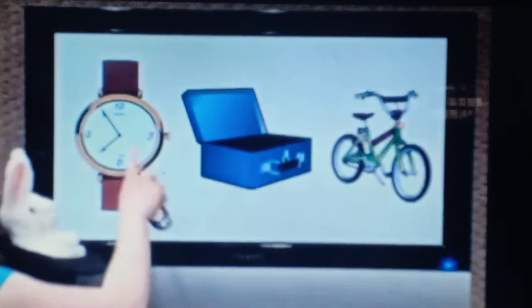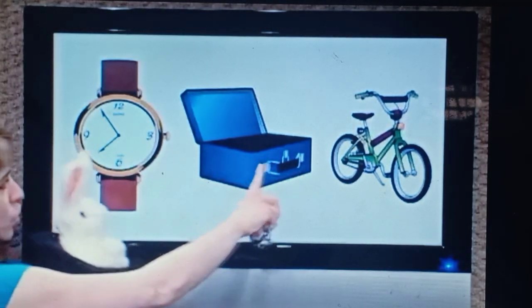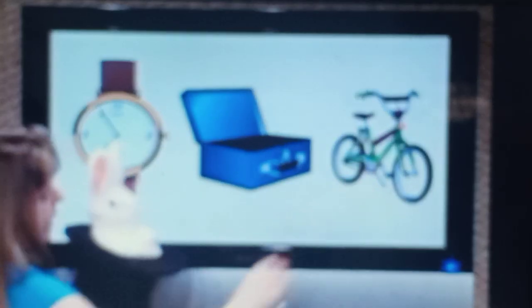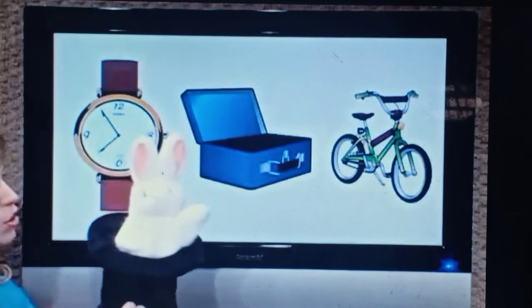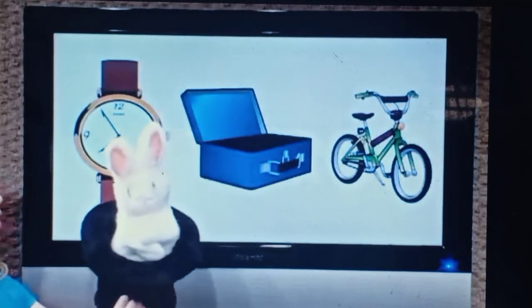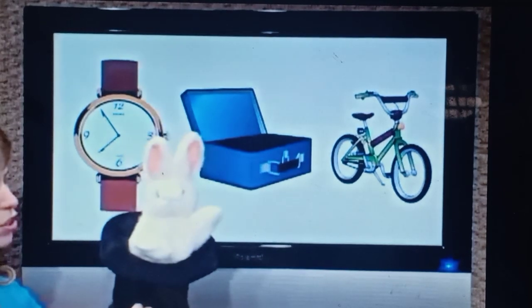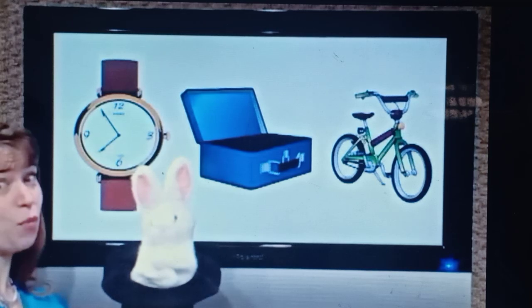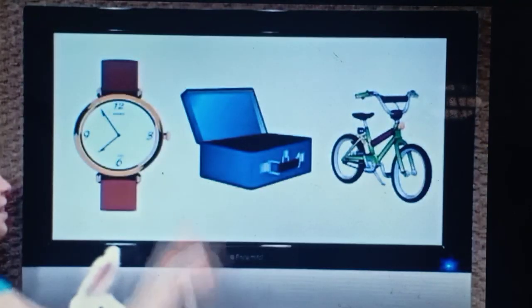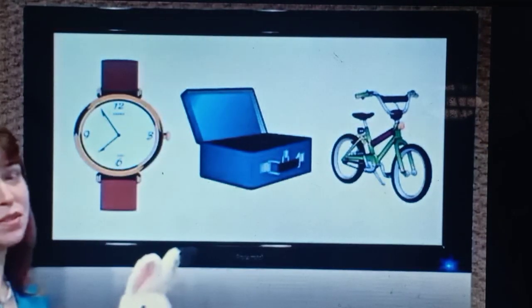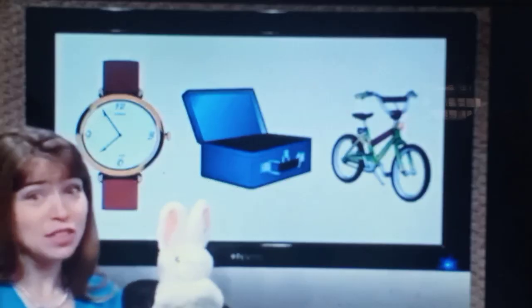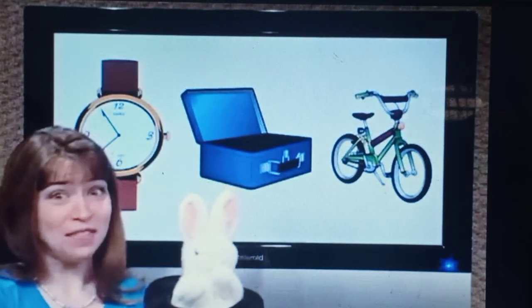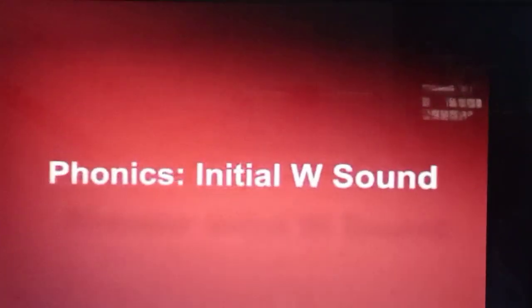Let's try one more. Watch, box, and bike. Does that start with the W? Watch. It does. It starts with the W. Watch starts with the sound W at its beginning. Can you find a picture that starts with W all by yourself?